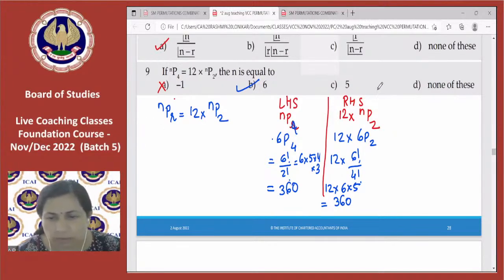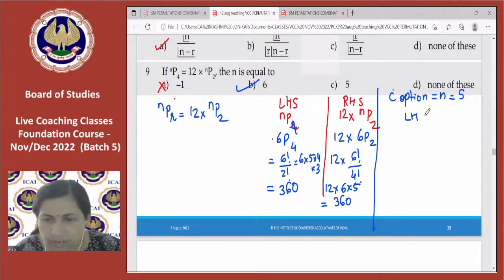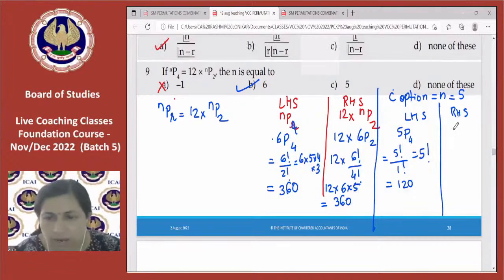Let us check. What if I had taken n as 5? What if I had taken this C option? For C option, n is equal to 5. So what will happen when n is 5? LHS and RHS, let us compare. What will NP4 be? It will be 5P4. 5P4 is 5 factorial upon 5 minus 4, that is 1 factorial. So this is 5 factorial. How much is 5 factorial? 120.